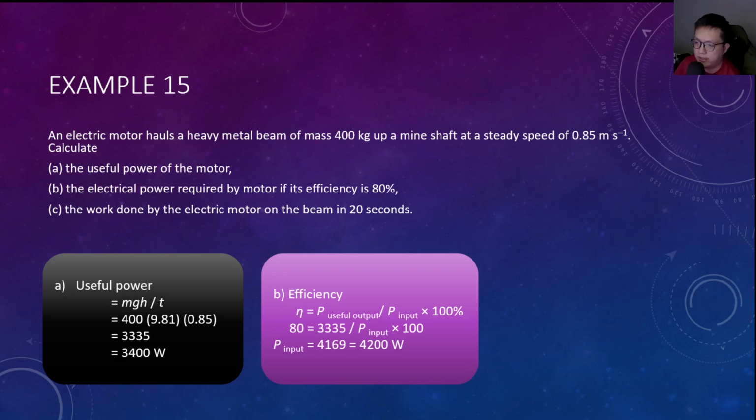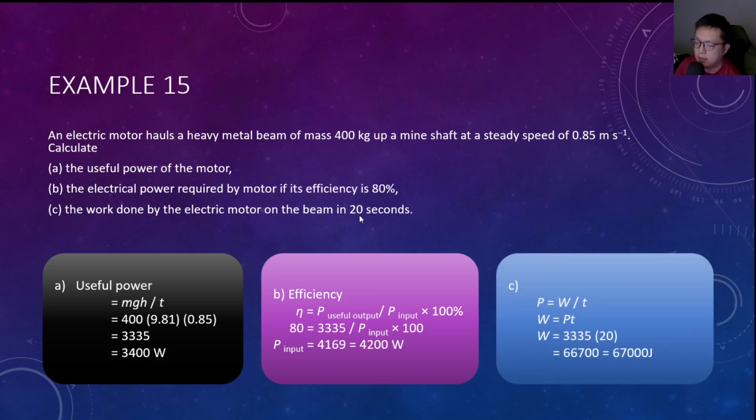Next, the work done by the electric motor on the beam in 20 seconds. Here we are referring to the useful work done. We can say that the motor has done 4200 joules of work per second, but not all of it is useful. Only 3335 of it is useful. So 3335 multiplied by 20, I'll get 67,000 joules.